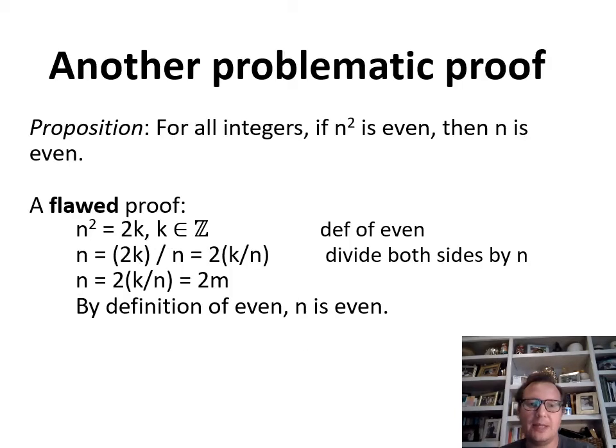Okay, let's look at another problematic proof. The proposition to prove is that for all integers n, if n squared is even, then n is even. Take a look at this proof, pause the video, and think a few minutes about it and see if you can spot a mistake.